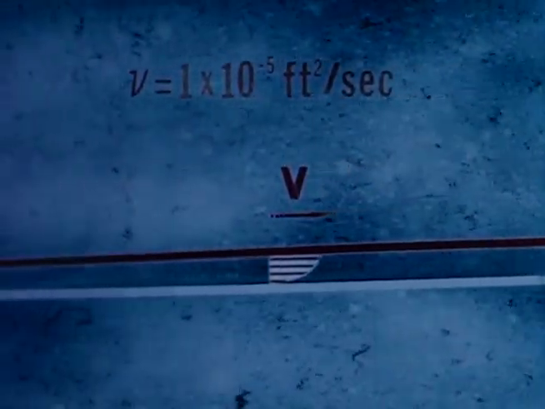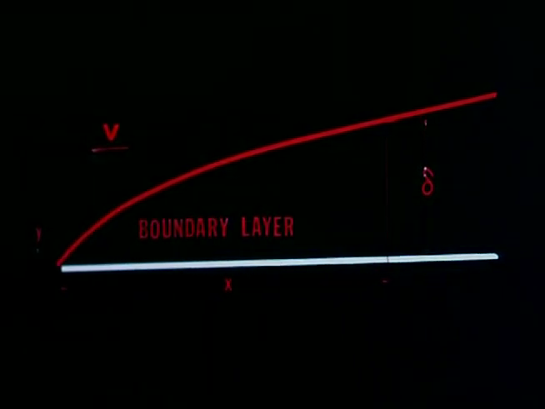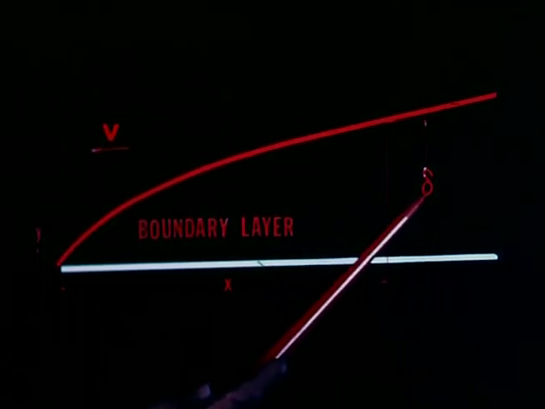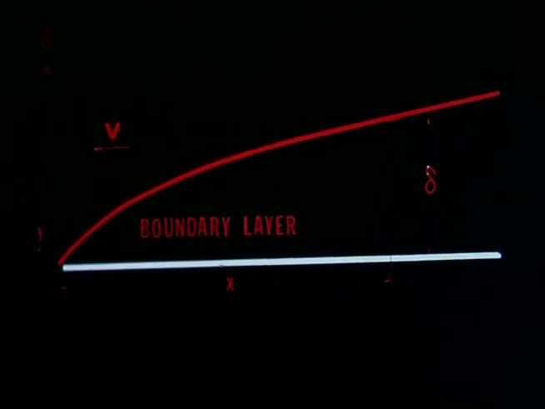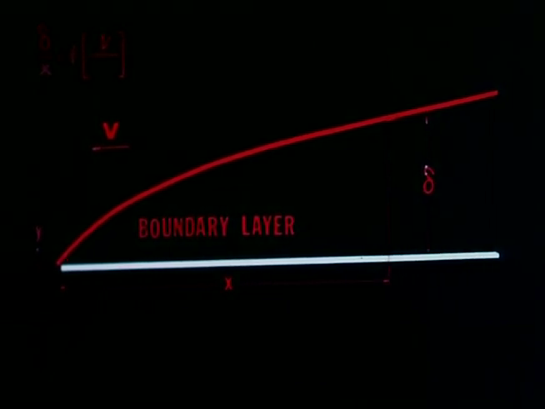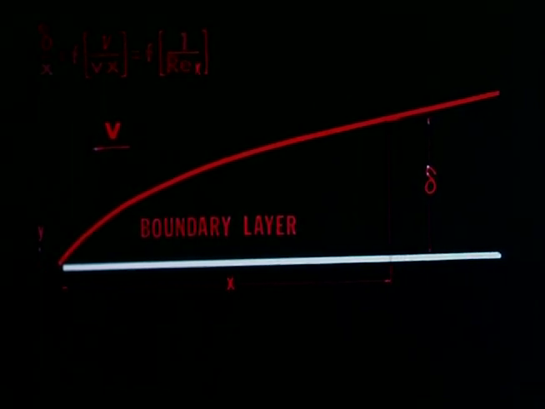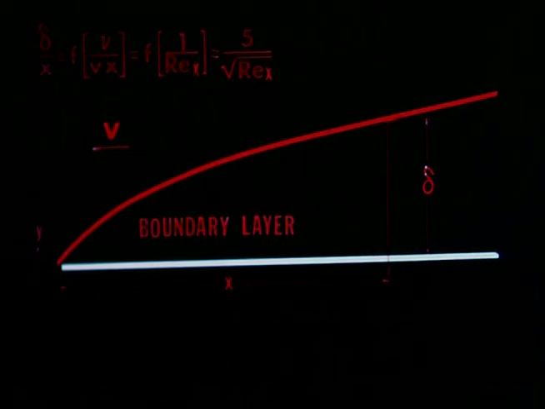When these factors influencing boundary layer thickness are combined, we find that the dimensionless boundary layer thickness, delta over x, depends inversely on the Reynolds number formed using the distance x from the leading edge as length parameter. By theoretical calculation, delta over x is approximately equal to 5 over the square root of Reynolds number.